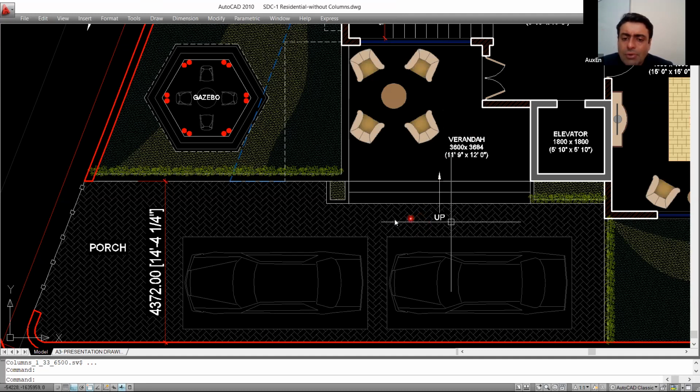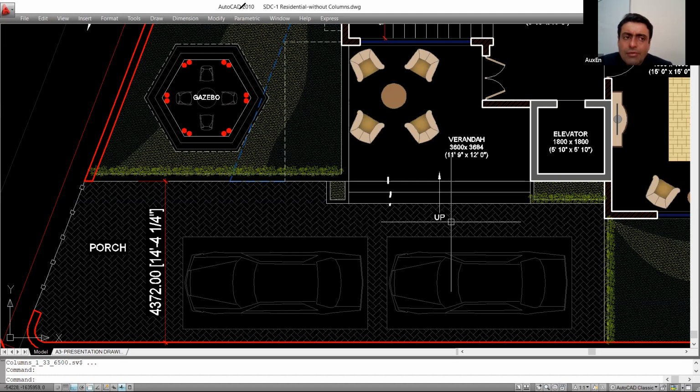So when a person is walking from the porch and coming to this veranda, how many steps does the person have to walk? 2 steps, isn't it? 2 steps means how many risers? How many risers can you see? There are 3 risers, correct? So this is 1 riser, 2 riser, and 3 riser.